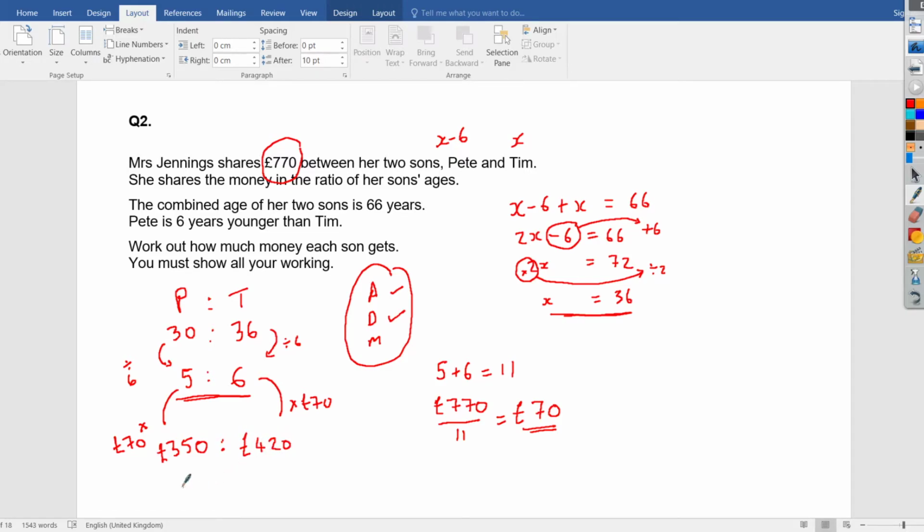Put the 0 at the end. So this is the amount of money each person has. Pete has 350, Tim has 420. If you want to double check this, all you need to do is add these two parts together and see if it adds up to the total 770.